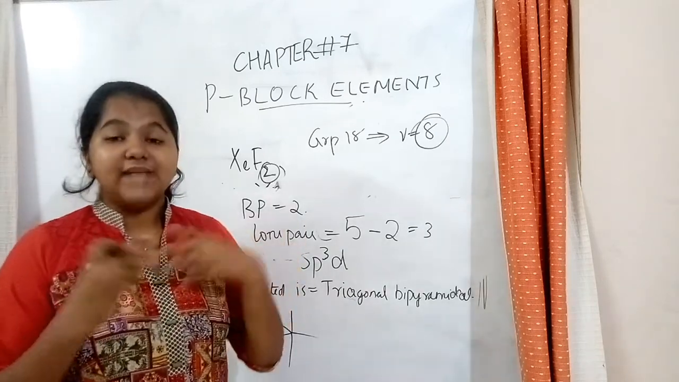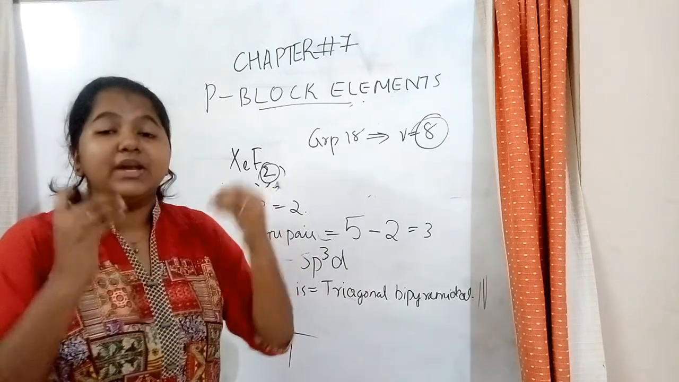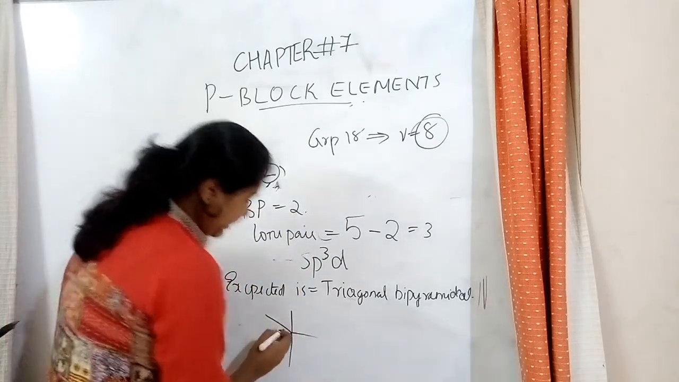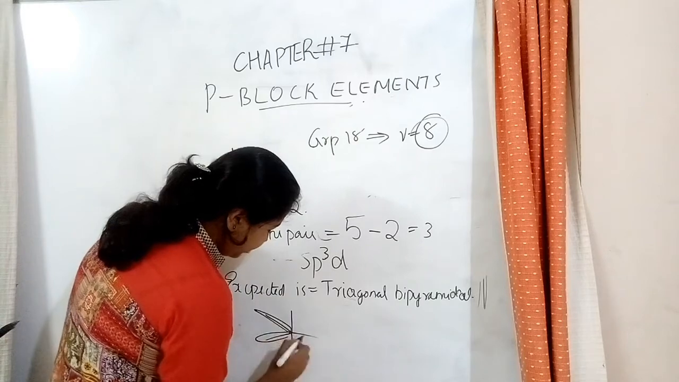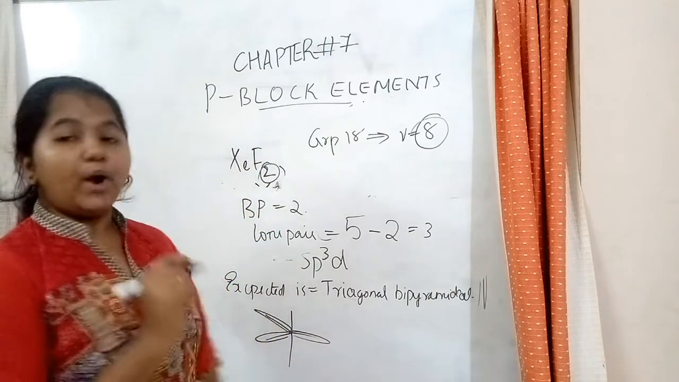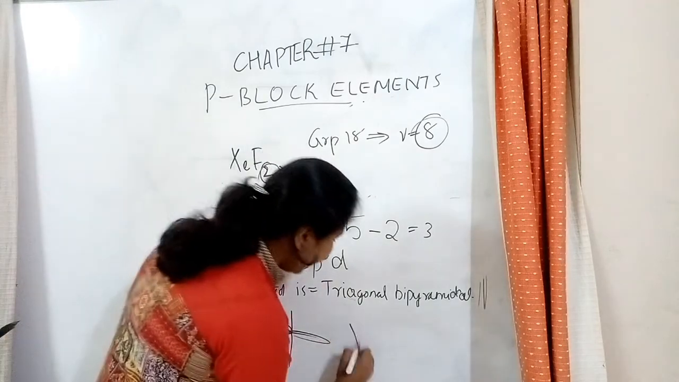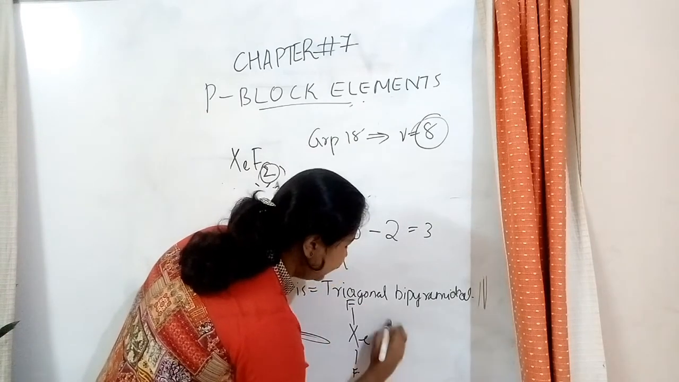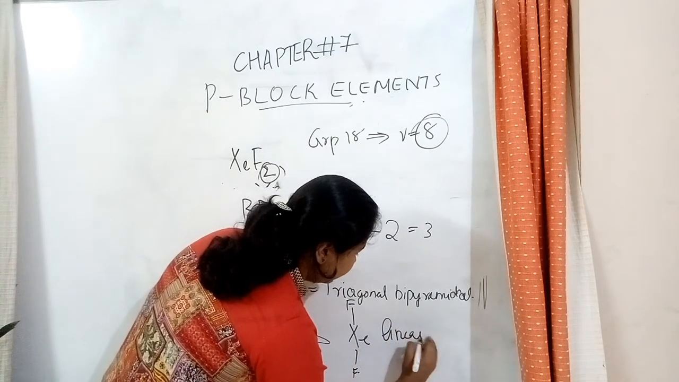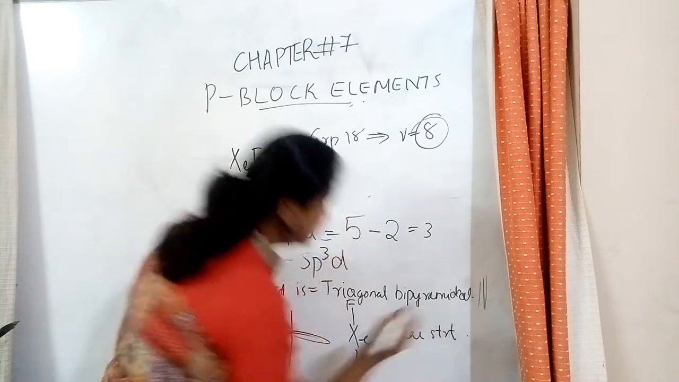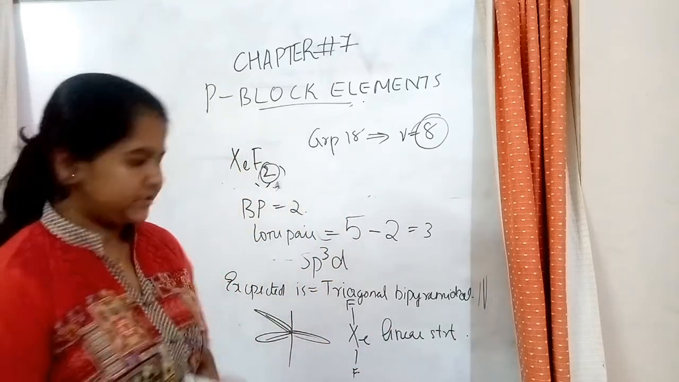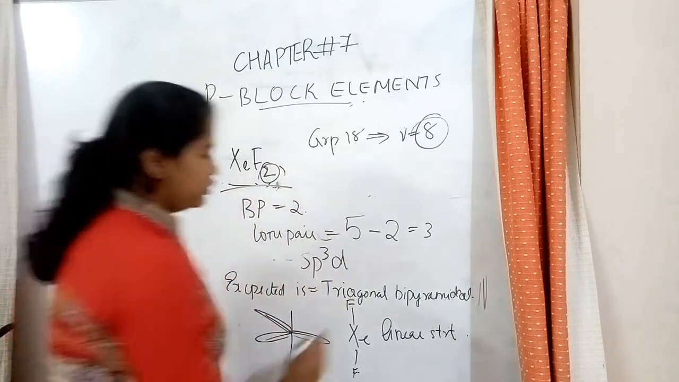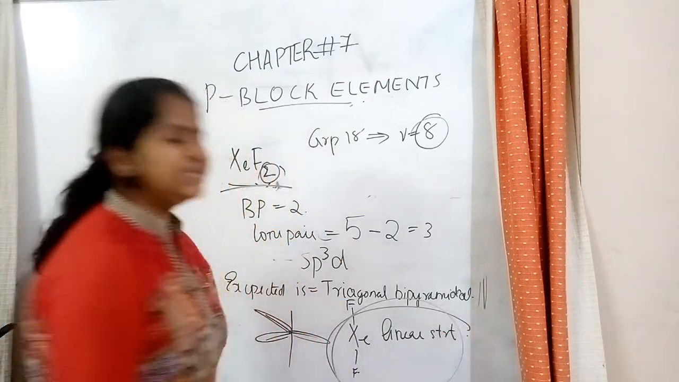Because what is our duty? It is to reduce or minimize the repulsion. So it will be over here. This is 1 lone pair, this is 1 lone pair, this is 1 lone pair. So what is the structure that you get? Xe comes here, F comes here, F comes here. This is a linear structure. Okay? So this is a linear structure that we have obtained. So that is to talk about XeF2. The structure of XeF2 is linear.